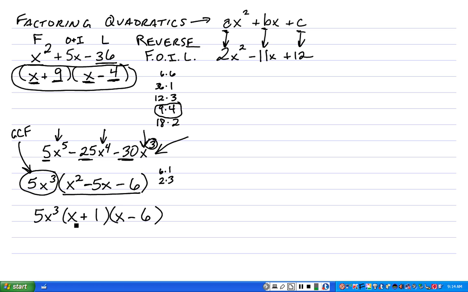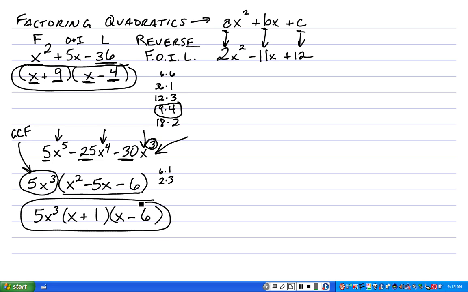So let's check. First times first is first. Last times last. 1 times a negative 6 is a negative 6. So last times last is last. Outside is a negative 6. Inside is a plus 1. So negative 6 plus 1 is a negative 5. Alright, so everything checks out. This is my answer.